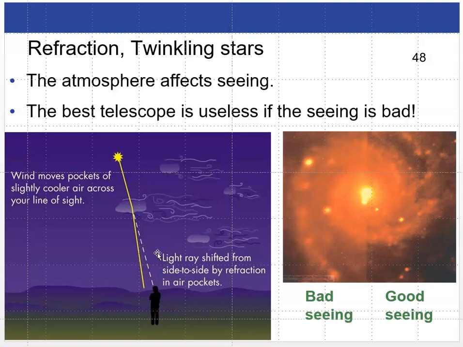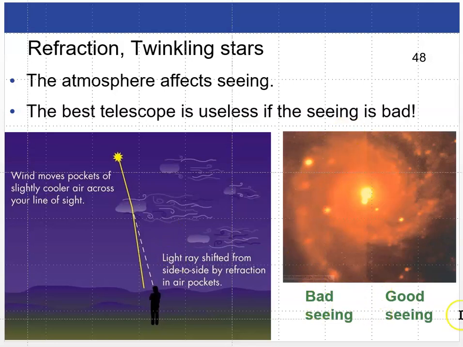Astronomers hate twinkling stars. It's called seeing. If the stars are twinkling, it's bad seeing. If the stars are relatively stable, it's called good seeing. You can kind of imagine why they hate it. They're looking at something with a telescope. They're measuring something very accurately, and the thing is jumping around in the image, especially when you magnify the image. The star will literally hop around.